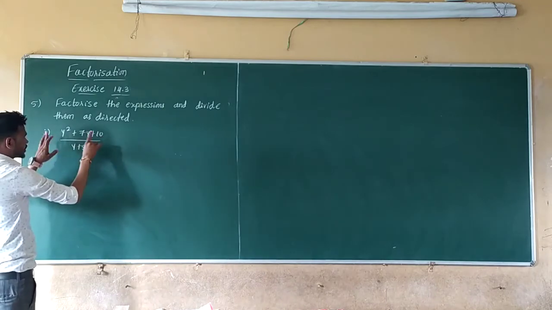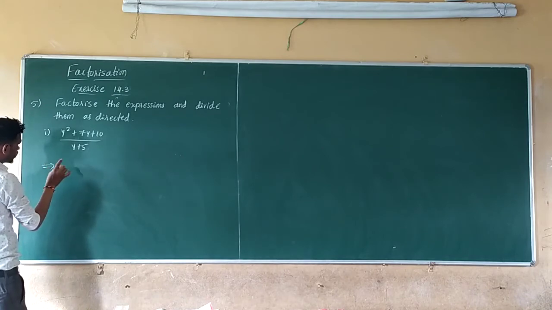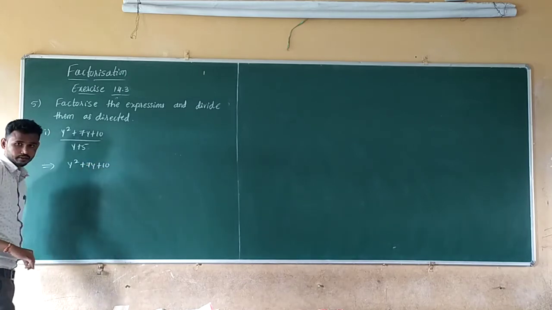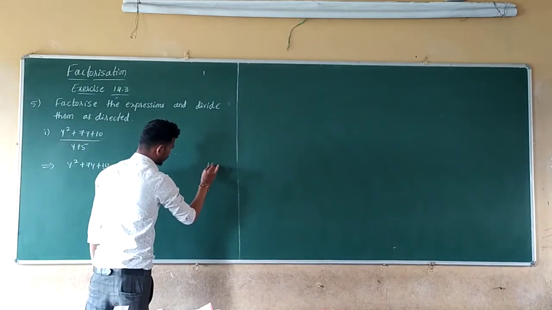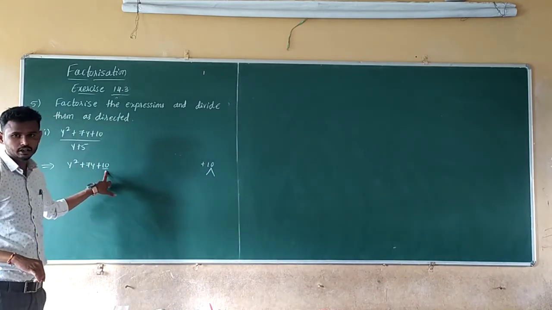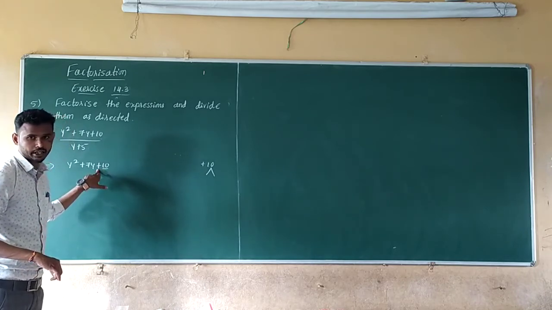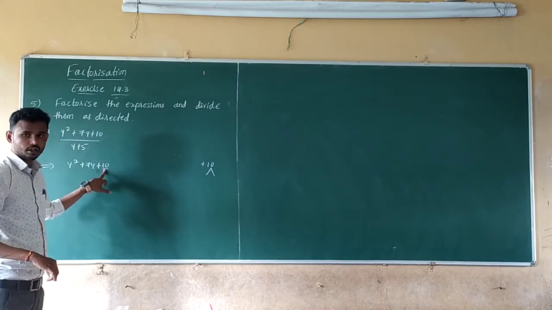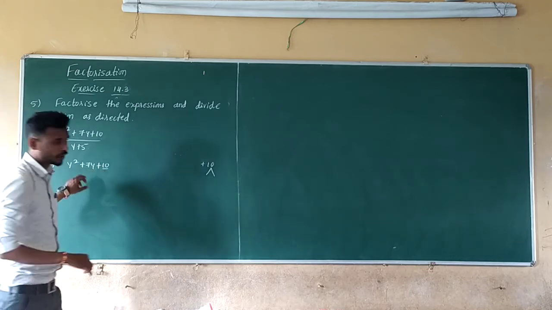So first factorize this one separately. Take here y square plus 7y plus 10. Here the constant term, that is the number, how much is there? 10, that is plus 10. Now find two numbers such that if you multiply you should get 10, and if you add you should get plus 7. The sign represents what we need to do.